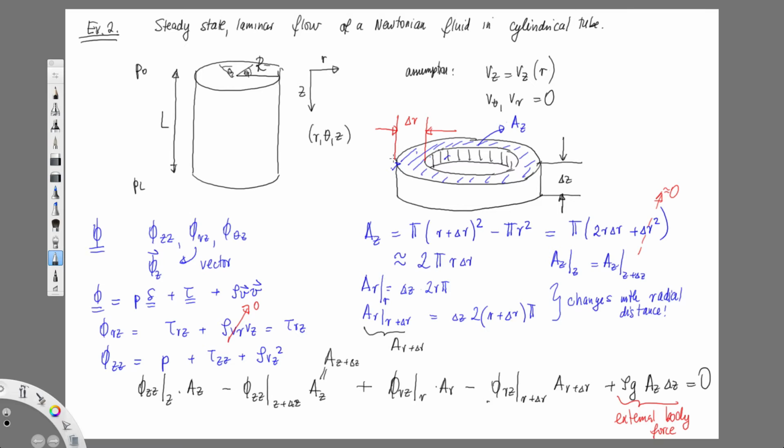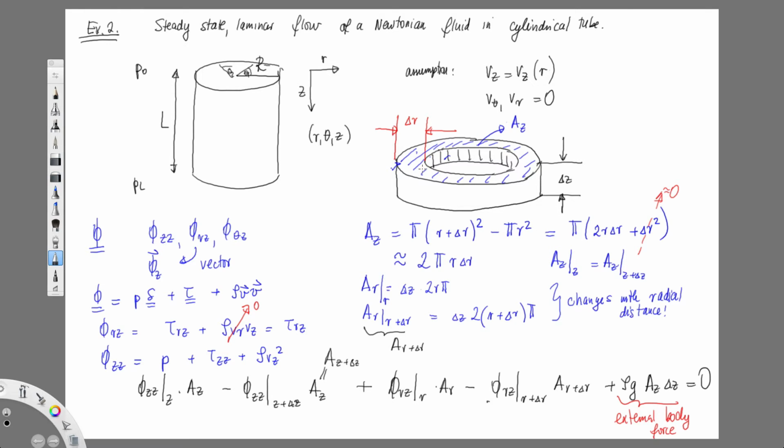We will be using combined momentum tensor, but for that we also need areas that this tensor is acting on. Okay? So first thing first, let's quantify areas. We have A_z, which is both A_z and A_z plus delta z. This is this blue area on top.